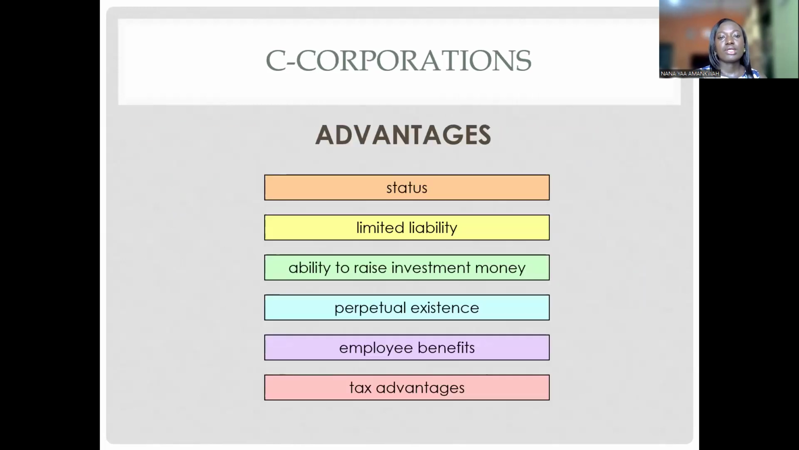Okay, so we move to the advantages of the C corporation. In terms of the status, you have the owners also being the shareholders, and at every point in time there's this kind of control that they have, and then it also has limited liability. Again, for the shareholders, ability to raise investment money, perpetual existence, employee benefits, and tax advantages.